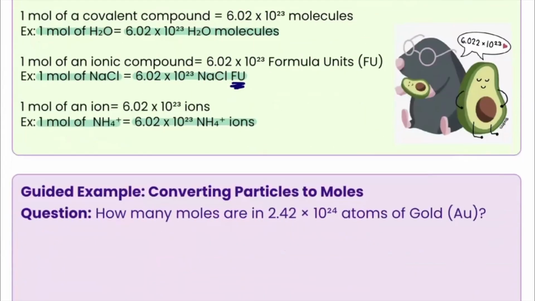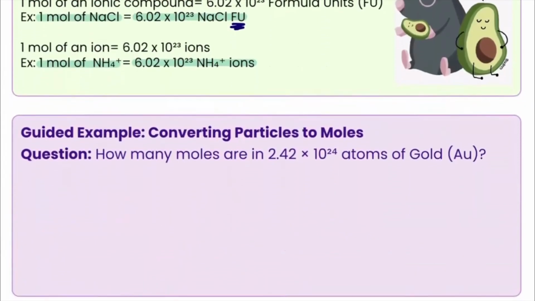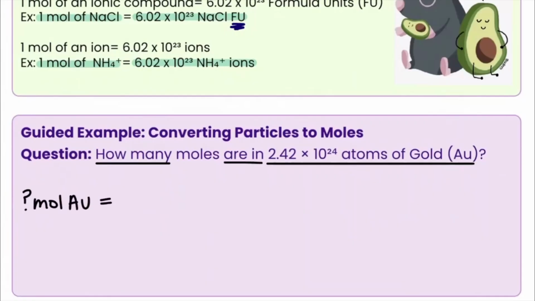Now let's go ahead and try a problem step by step where we will be converting between particles and moles. The question reads, how many moles are in 2.42 times 10 to the 24 atoms of gold? The first thing you want to do is write what you're being given. Because we're being asked how many, let's put a question mark here. How many moles, the mole is abbreviated MOL, of Au, gold, are in, that's your equal sign, and the question is giving you 2.42 times 10 to the 24 atoms of gold. So we set up our problem with what we're being asked equals what we're being given.